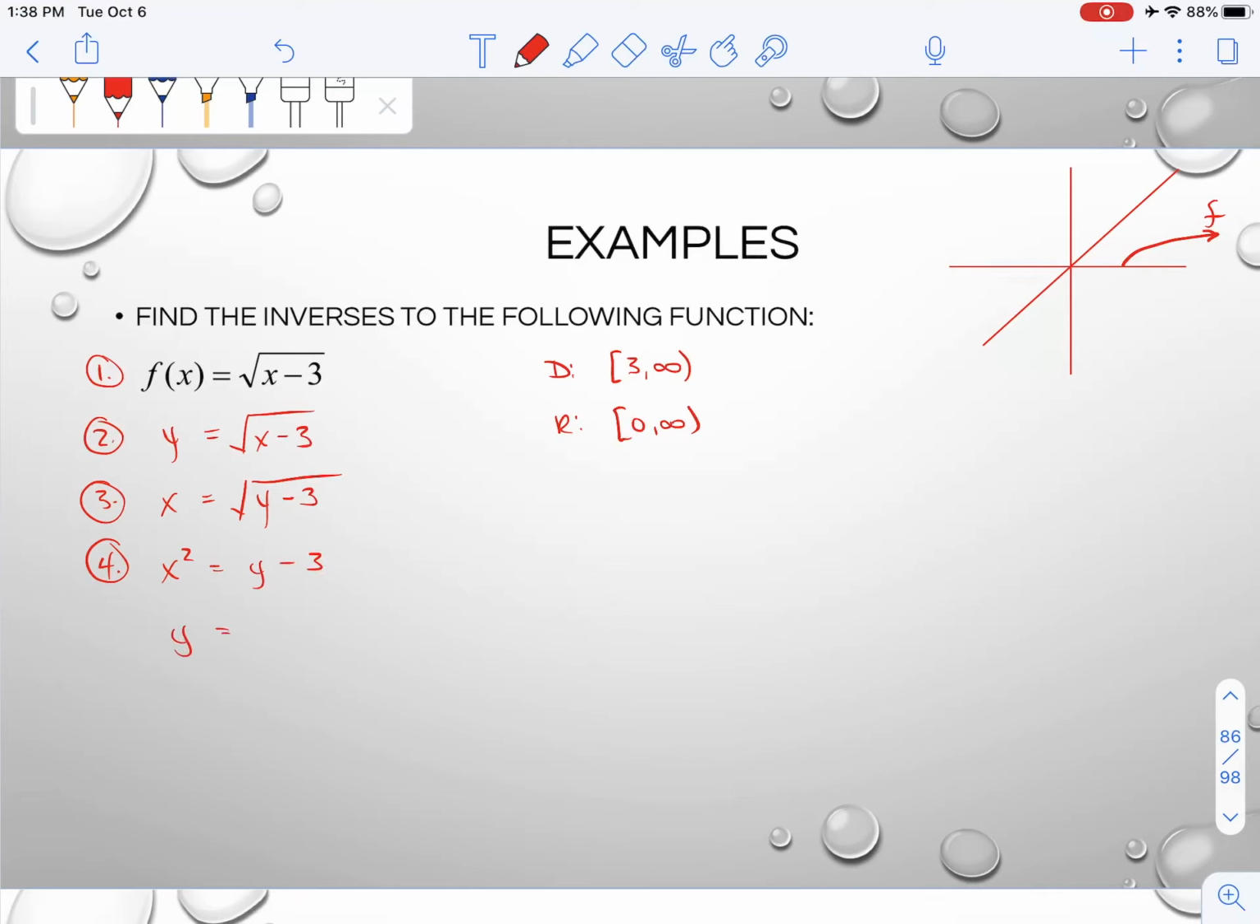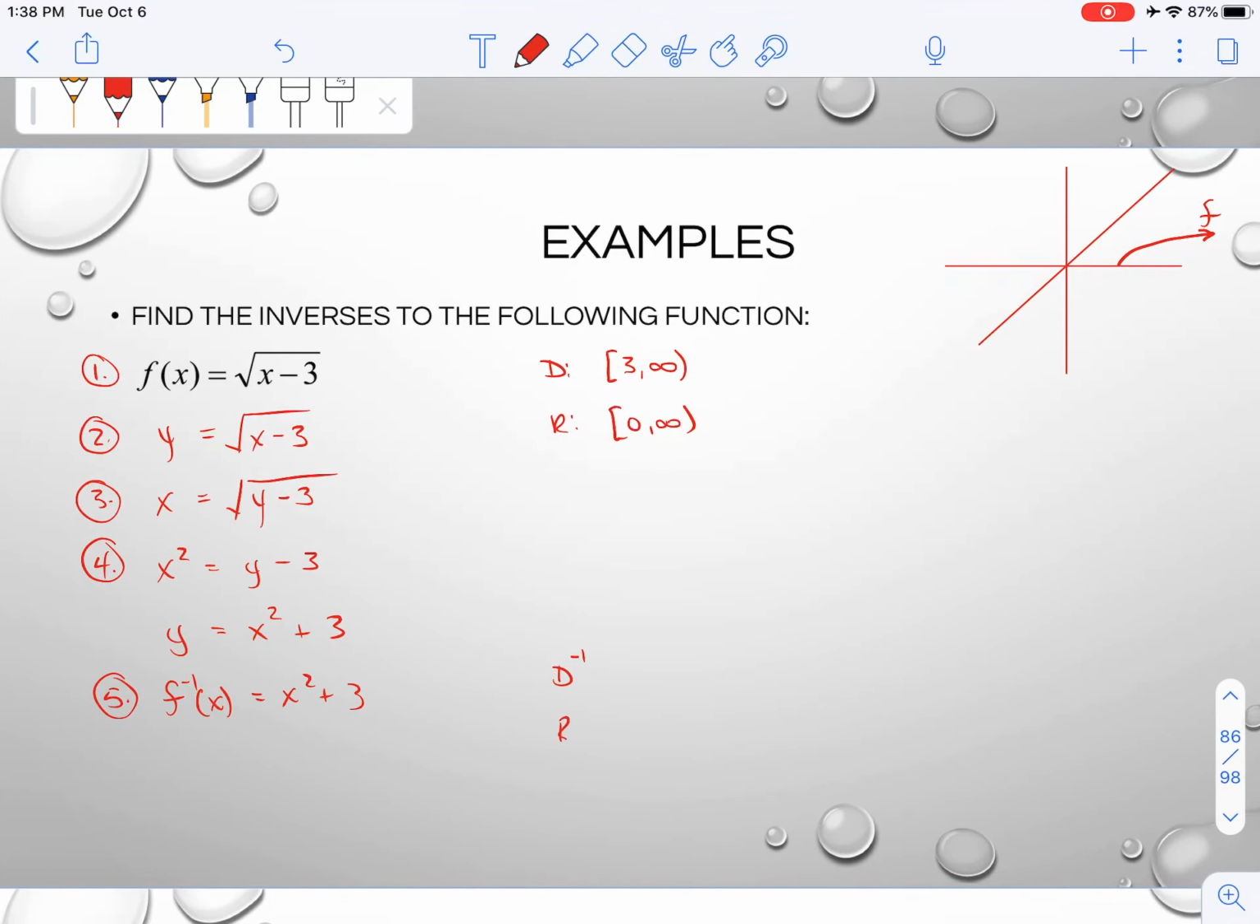And my next step, I'm going to add 3 to both sides. I'm going to have x squared plus 3 equals y. Right? Step 5, I've solved for the new y, so f inverse of x is going to equal x squared plus 3. Right? So domain of my inverse, range of my inverse.